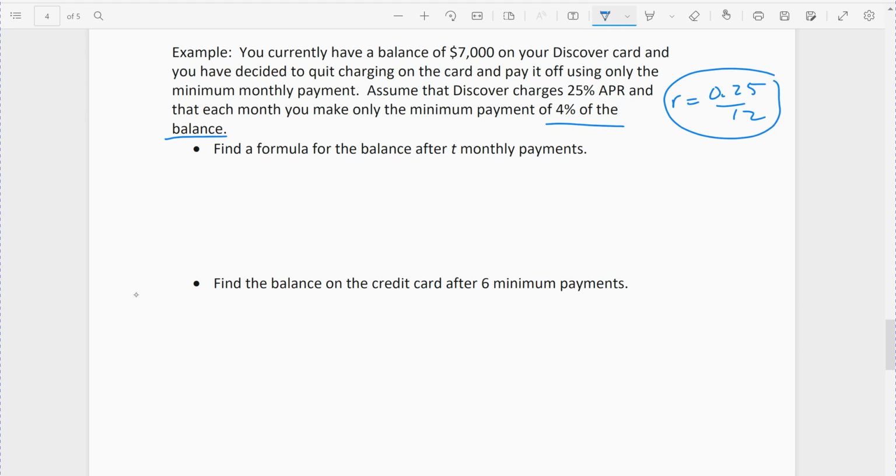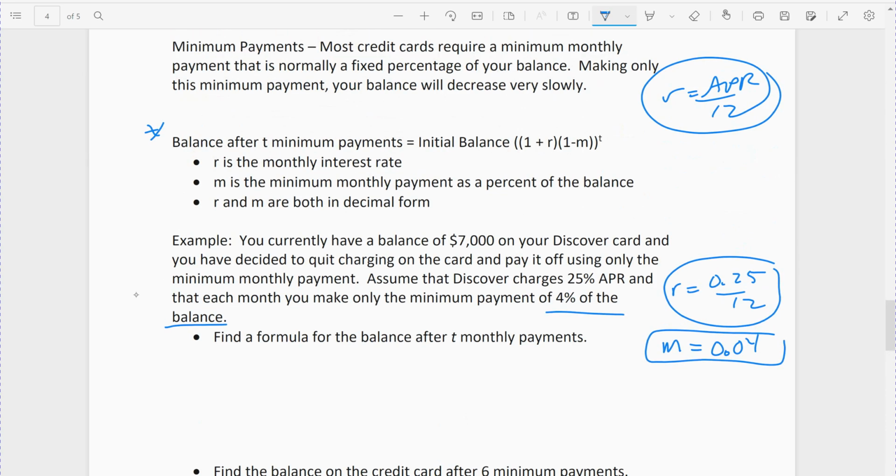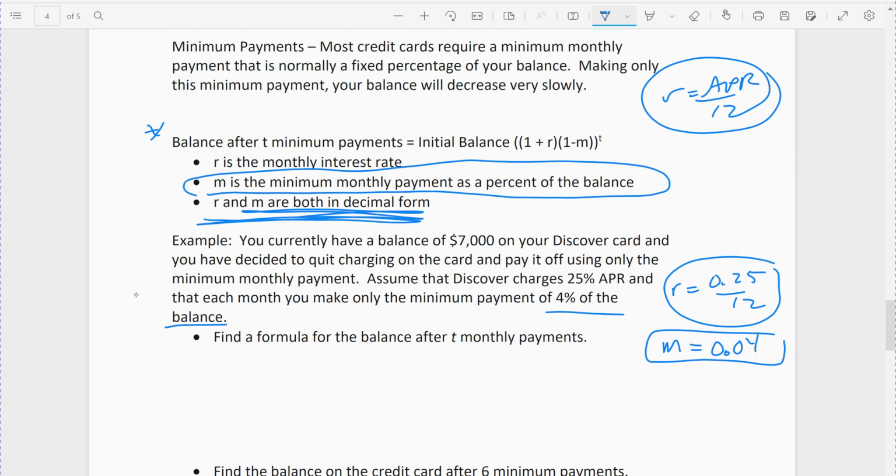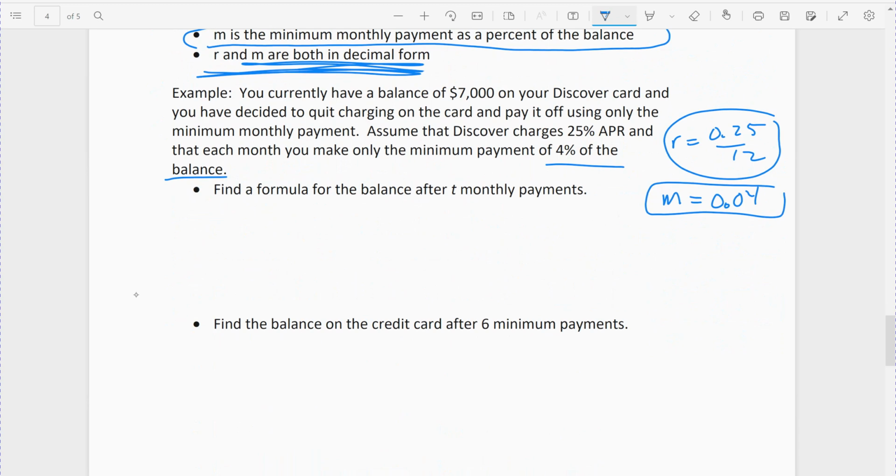That comes out. And M is the percent you owe, right? The percent on your balance. So that's M. That's what M represents. M is the minimum monthly payment as a percent of the balance. But again, you have to do both of them in decimal form. All right, find the formula.